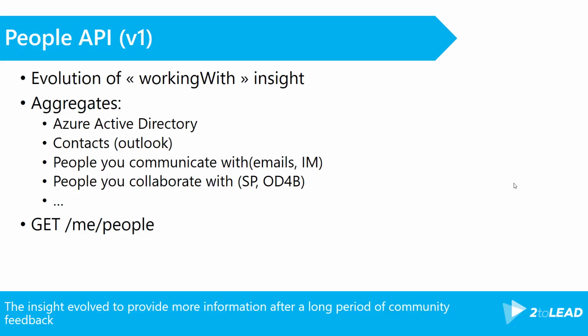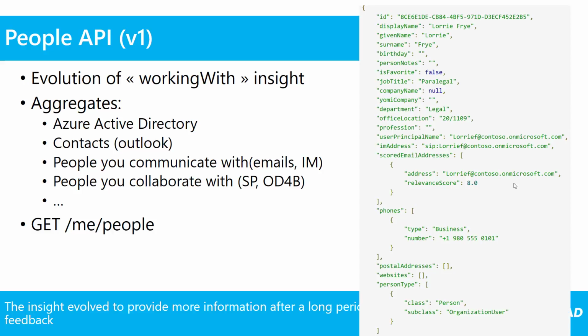The way to get that is you can query on get/me/people, and here is a sample of what you get out of the box. You get things like the name, surname, the job title, email address, phone numbers, websites, and so on and so forth.